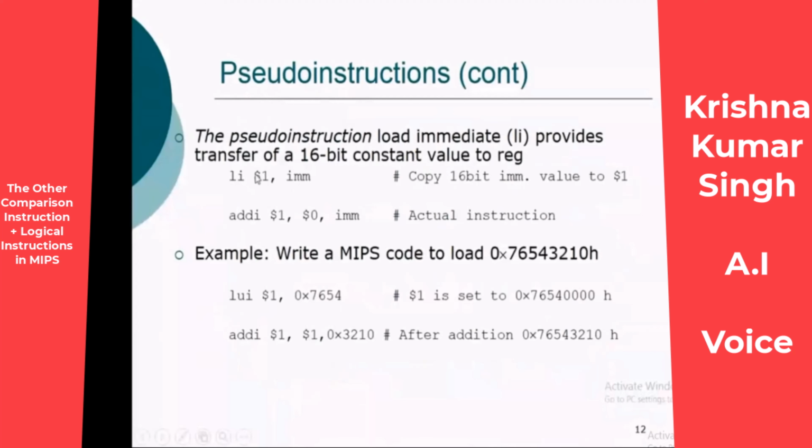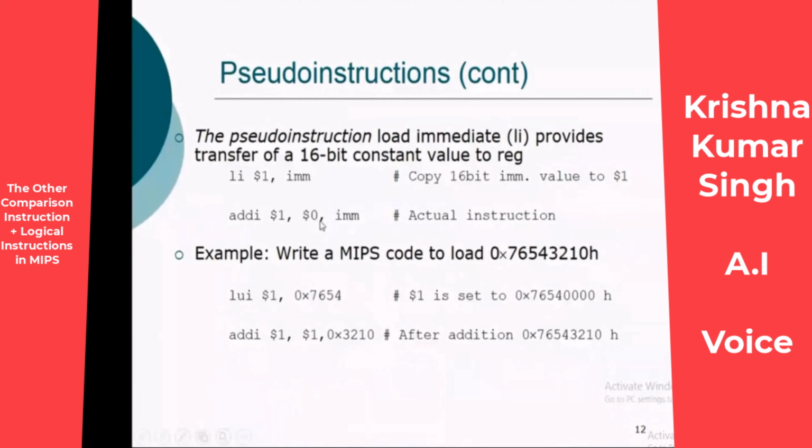For example, branch greater than. These types of instructions are not really MIPS instructions. These are pseudo-instructions and you can use them. Then the assembler converts them into the equivalent set and branch instructions that are necessary.